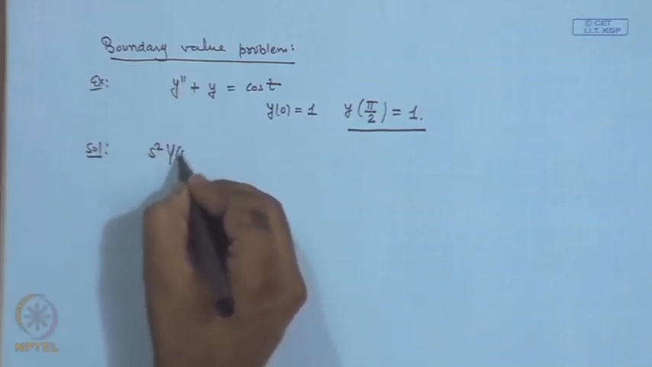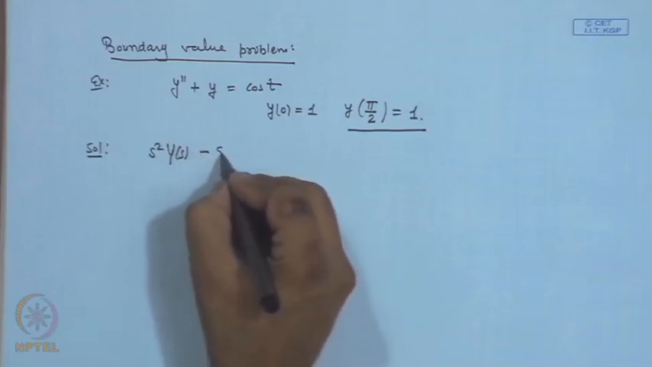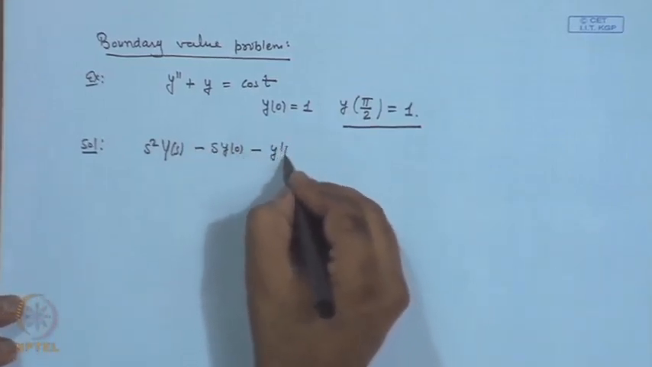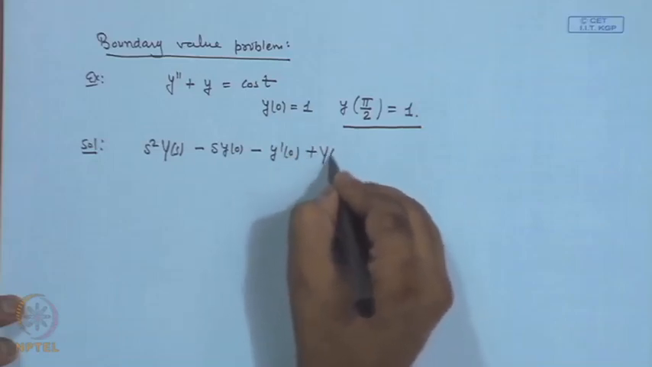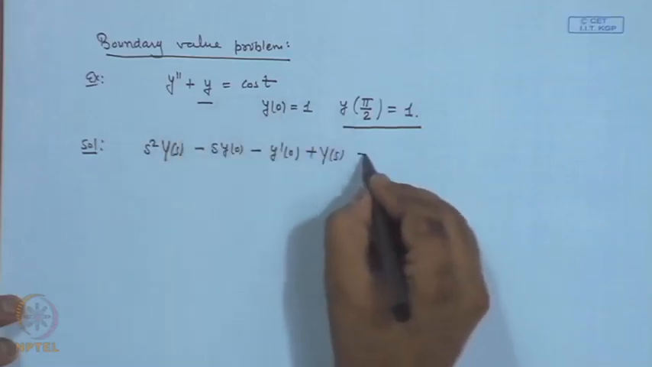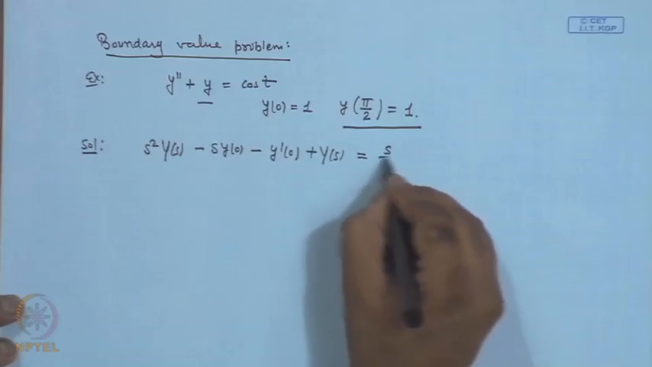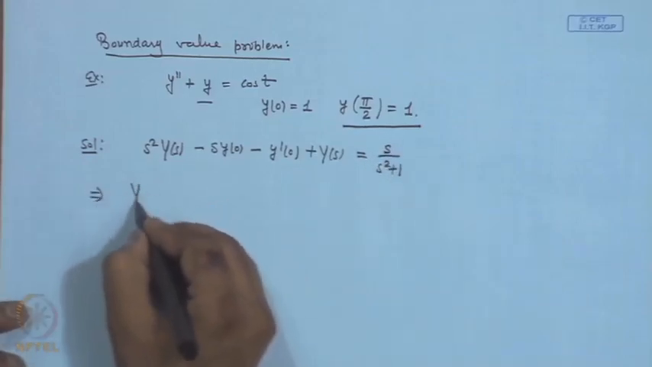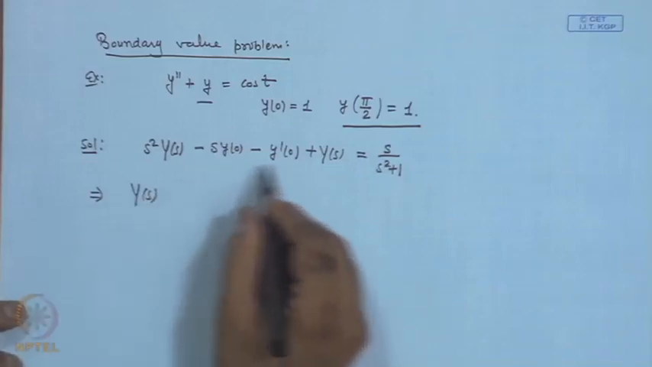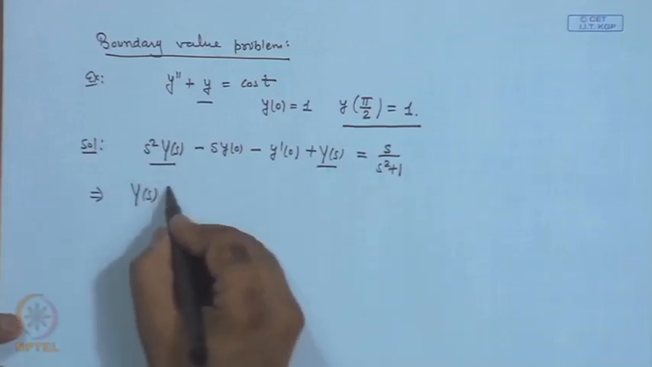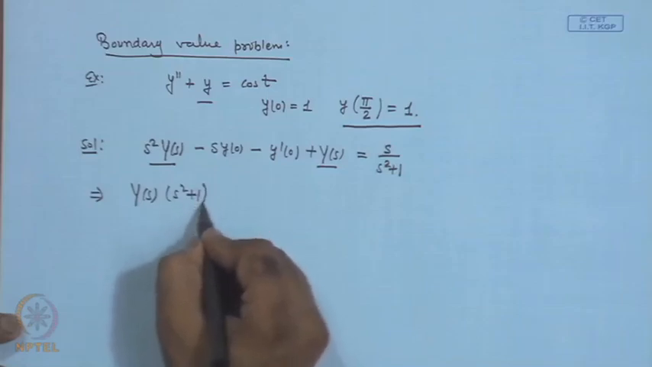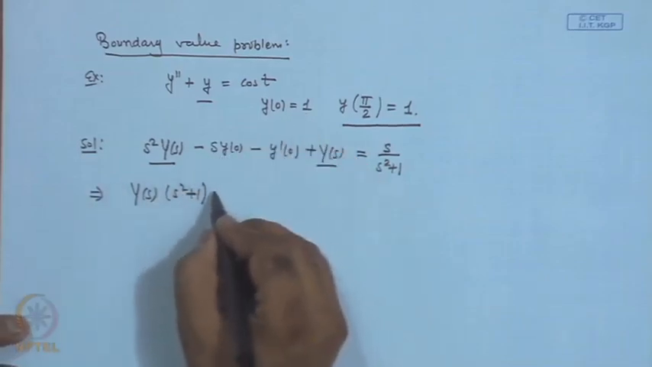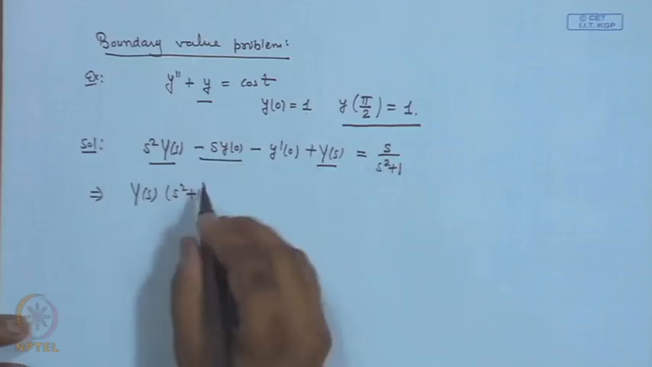So, s square Y(s) minus s y(0) minus y prime(0) plus Y(s), the Laplace transform of this y, and the Laplace transform of cos t, that is s over s square plus 1. So, we have Y(s) now here and here, with s square plus 1, and we have this y(0) is given, that is 1. So, we can use that. This we will take anyway to the right hand side.